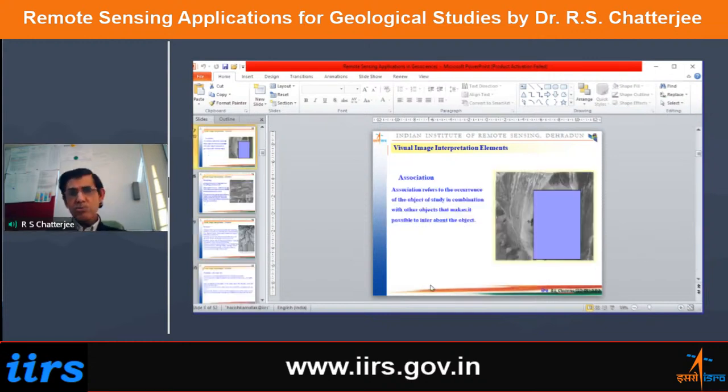Now see association. So based on the association of different objects, you can interpret what the other objects are. Okay. So for example, if I ask you, what are these white threads, bright threads? Very difficult to identify what exactly these threads are. Okay. But now I am coming to this full view.